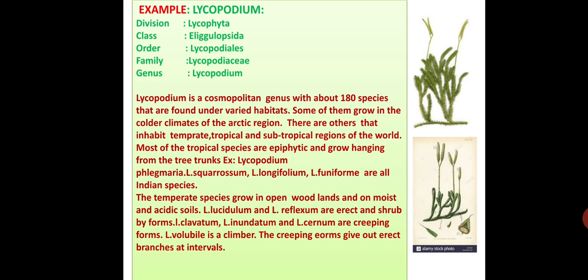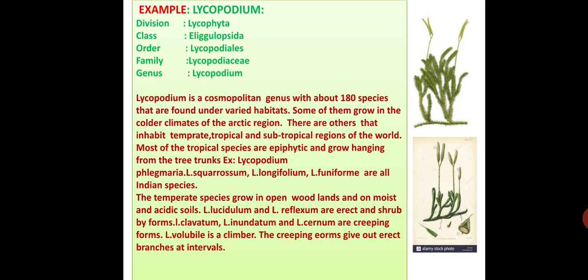Some of them grow in the colder climates of the Arctic regions. There are others that inhabit temperate, tropical, and subtropical regions of the world. Most of the tropical species are epiphytic and grow hanging from tree trunks. Lycopodium phlegmaria, Lycopodium squarrosum, Lycopodium longifolium, and Lycopodium filiforme are all Indian species.